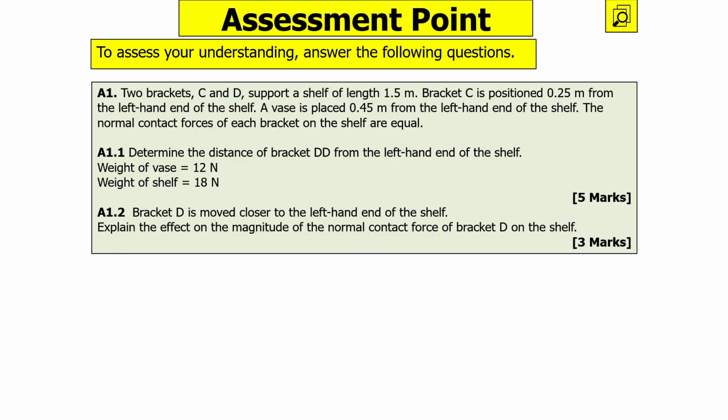Now, two brackets C and D support a shelf of length 1.5 meters. Bracket C is positioned 0.25 meters from the left-hand end of the shelf. A vase is placed 0.45 meters from the left-hand end of the shelf. The normal contact forces of each bracket on the shelf are equal. So, determine the distance of bracket D from the left-hand end of the shelf, with the weight of the vase being 12 newtons and the weight of the shelf being 18 newtons. Then, bracket D is moved closer to the left-hand end of the shelf. Explain the effect on the magnitude of the normal contact force of bracket D on the shelf. So, pause the video now, then unpause the video when you want to go through your answer.